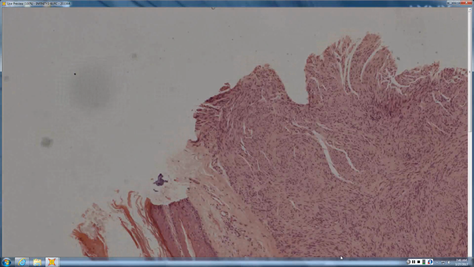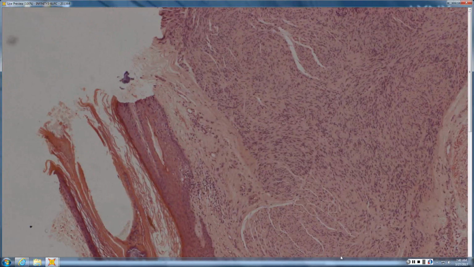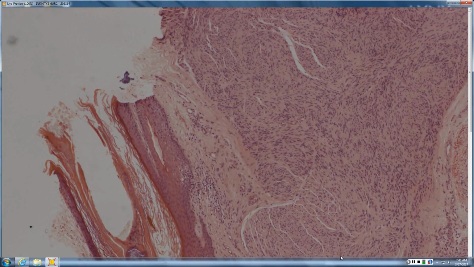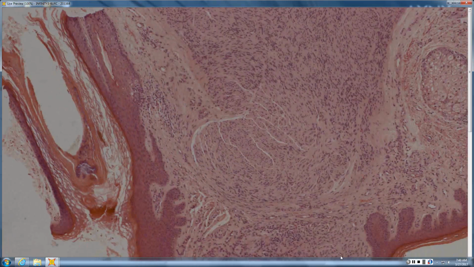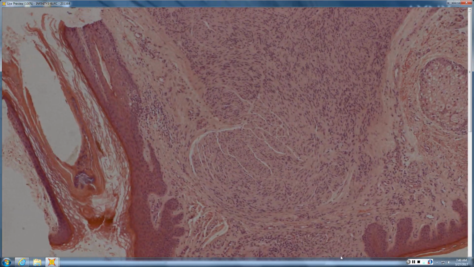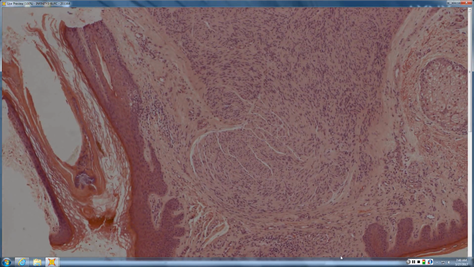Okay, Jessica. I think it's a PEN. So you're saying palisaded encapsulated neuroma. Why PEN? Well, it's superficial. It looks like there's an adjacent sebaceous gland, and it's palisaded encapsulated. It's superficial, and it's broken into these little fascicles of nerves with clefts in between.